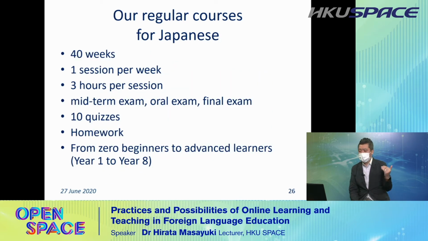So our regular course for Japanese is 40 weeks, running throughout the year, one session per week and 3 hours per session. And we have a midterm exam, oral exam, final exam, around 10 quizzes for each year, and lots of homework. And the levels we have are from zero beginners to advanced learners. We call them year 1 to year 8.